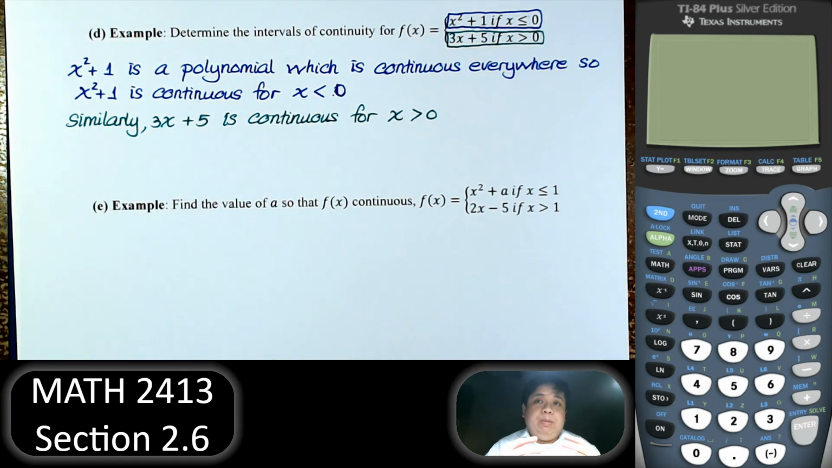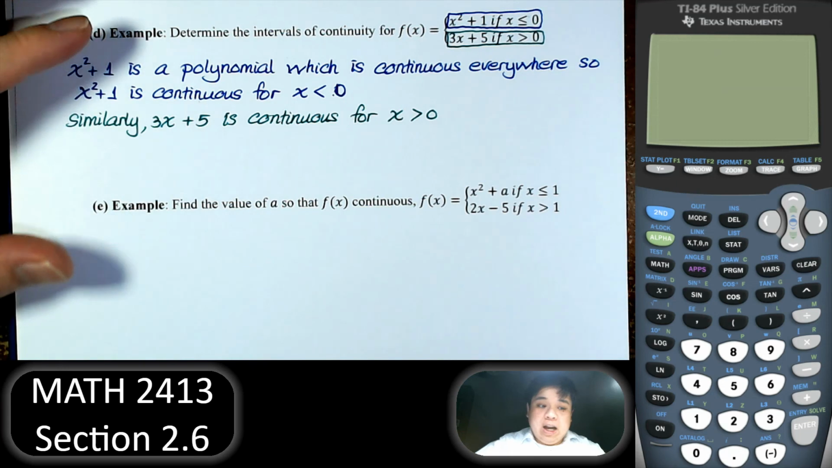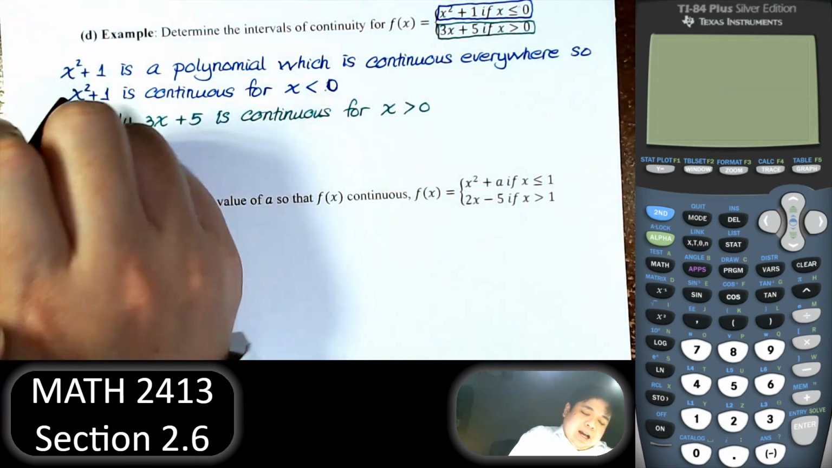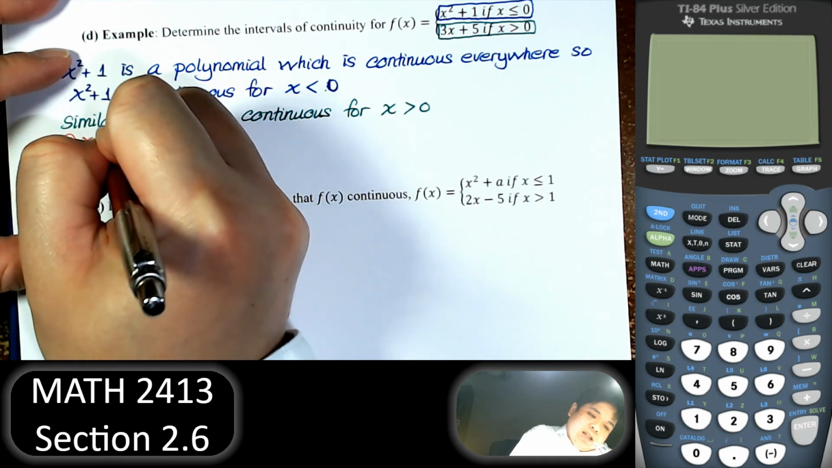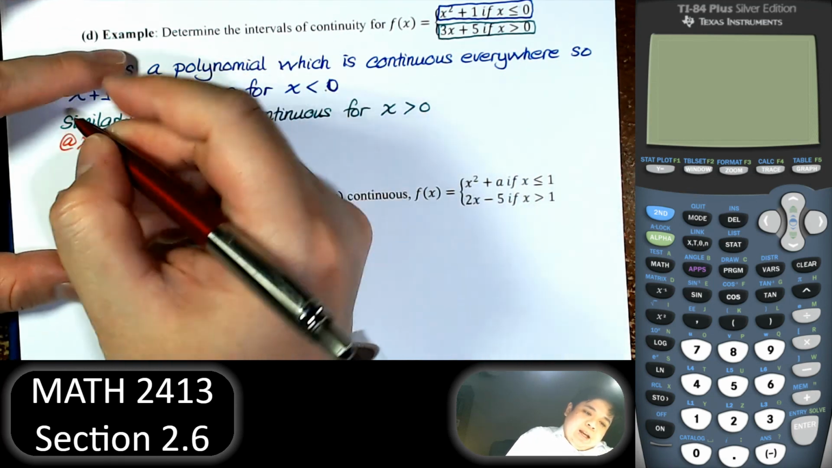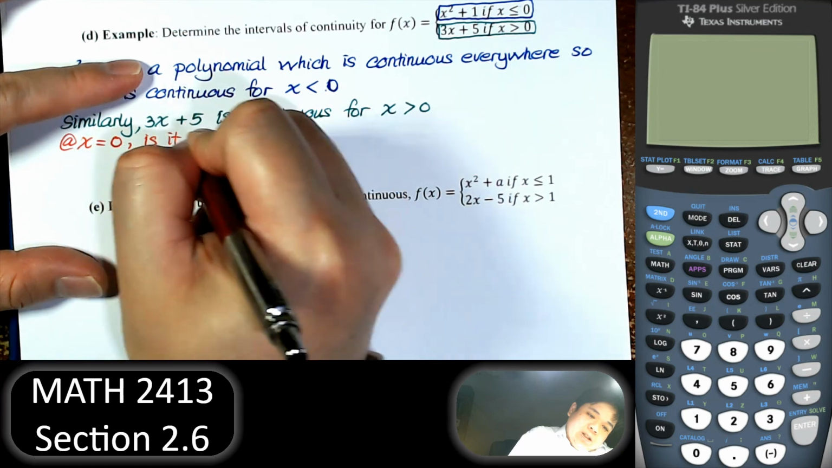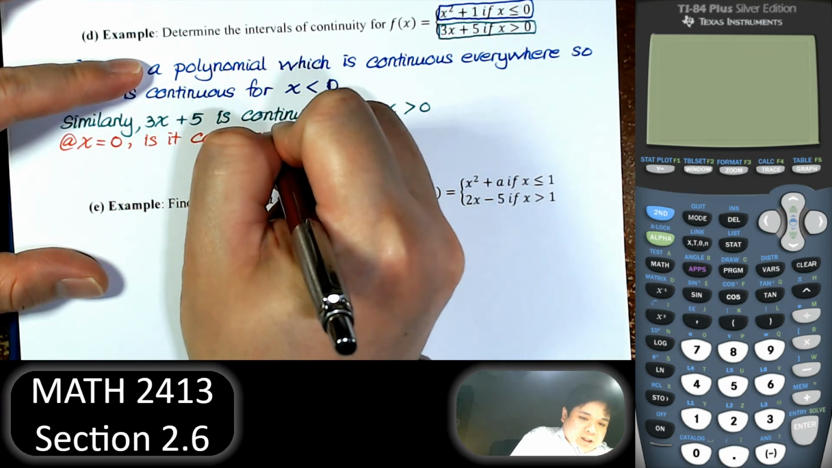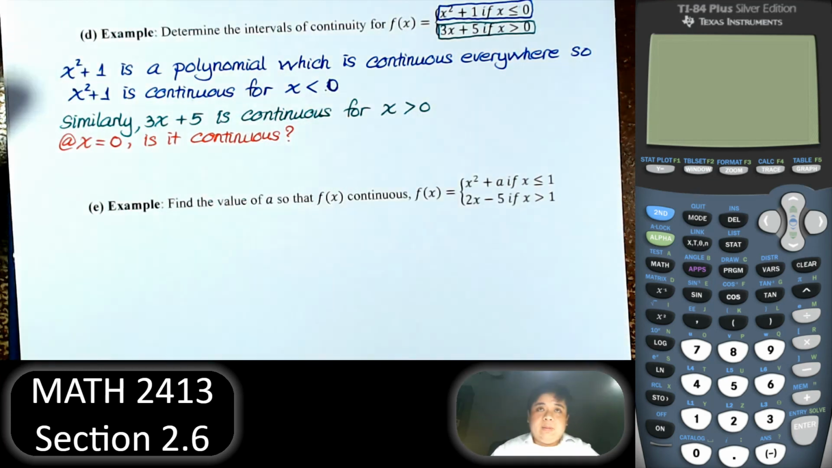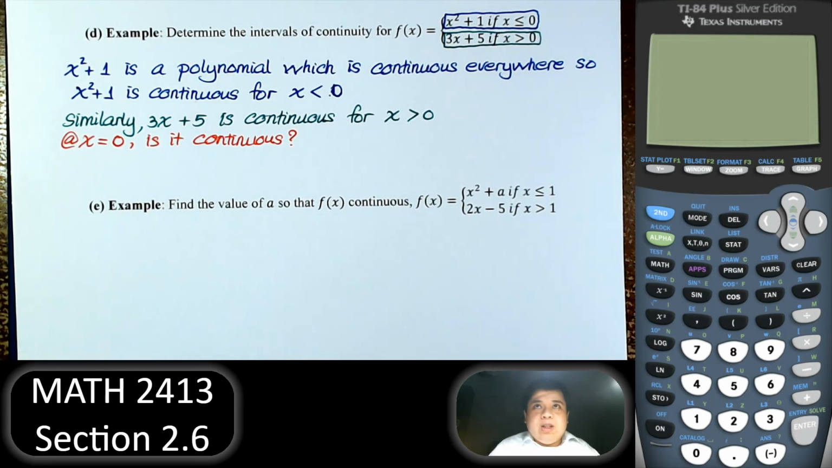The problem is for the piecewise function, if each of the pieces is continuous, which is good, we still need to check the gap. Always have to check the gap. So at x equal to 0, is it continuous? We just need to answer this question. For continuity, the function has to be defined, the limit exists, and they have to be equal. So we just need to check those three.